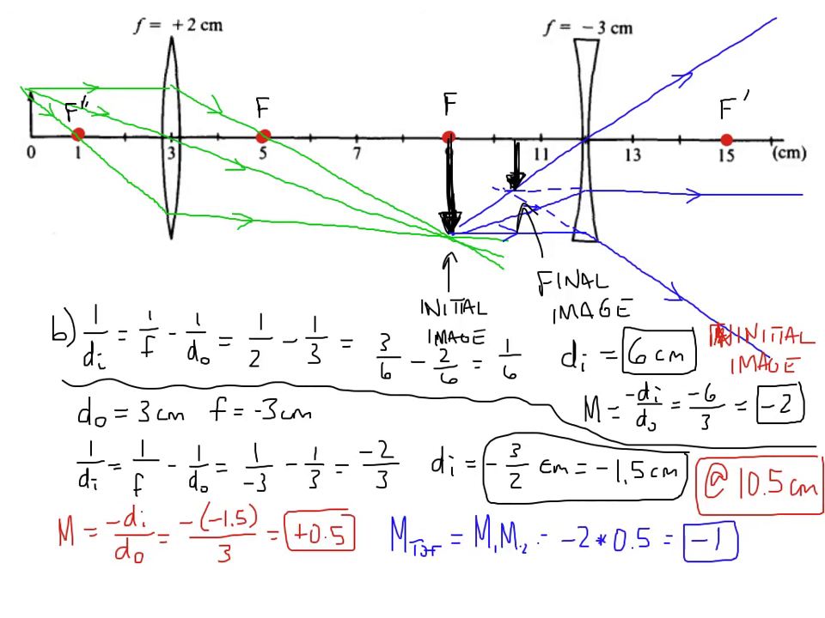which means the negative sign means that the final image is inverted, which it is, and the 1 means it's the same size as the original object, because the first magnification doubled it, and the second magnification halved it, so it went right back to the original size.